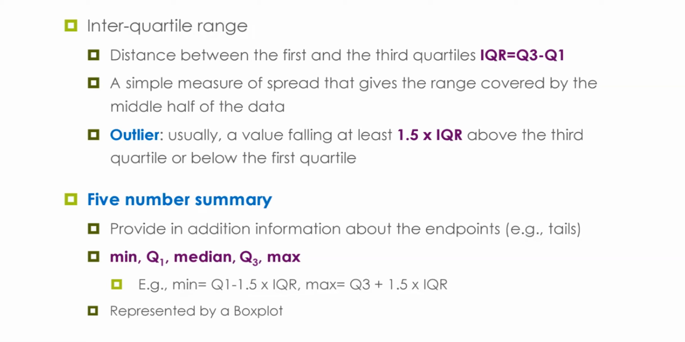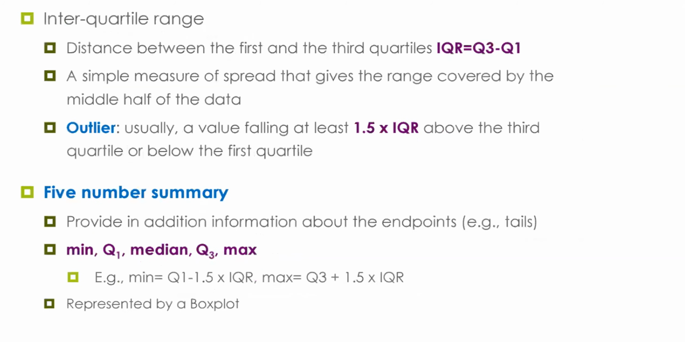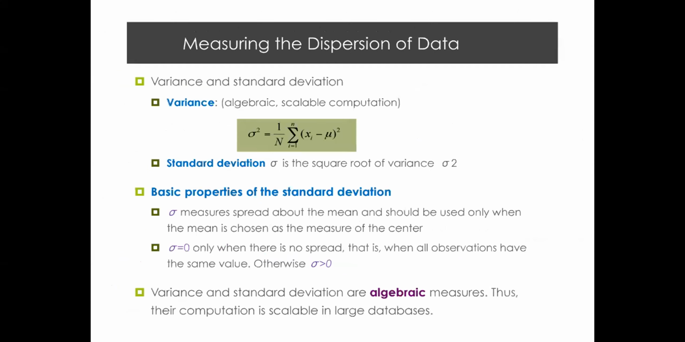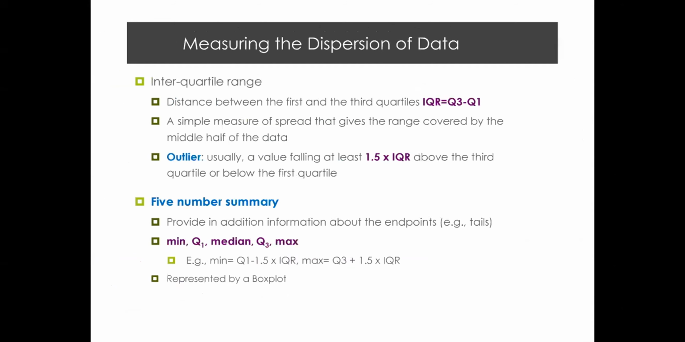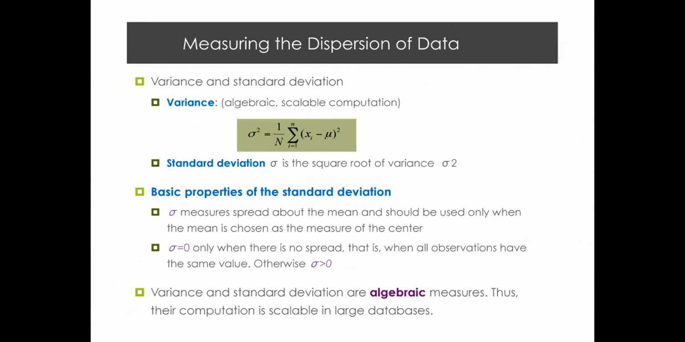See this diagram showing the measuring of the dispersion of data. This is the variance value. You also have to find the standard deviation. Variance and standard deviation: how can we find the variance value? Variance is an algebraic computation.